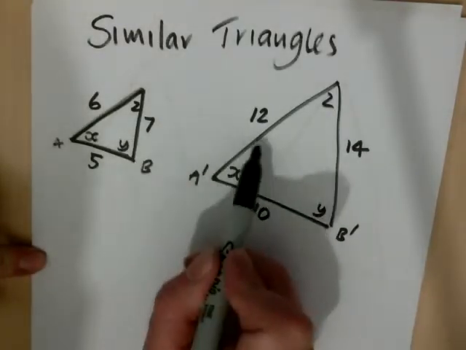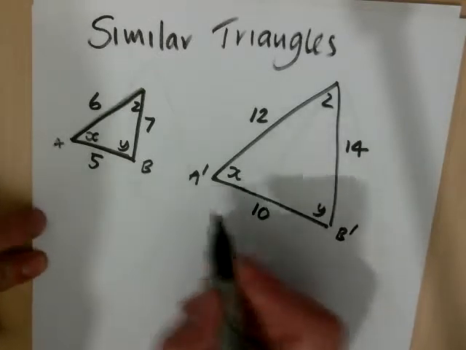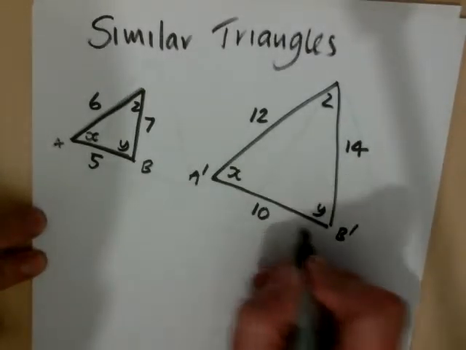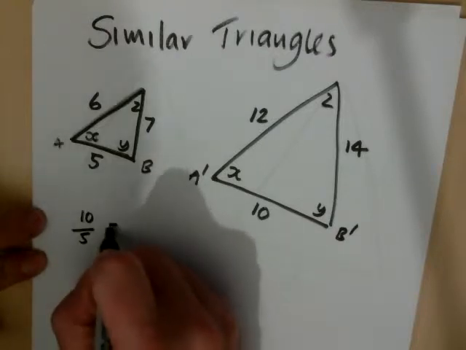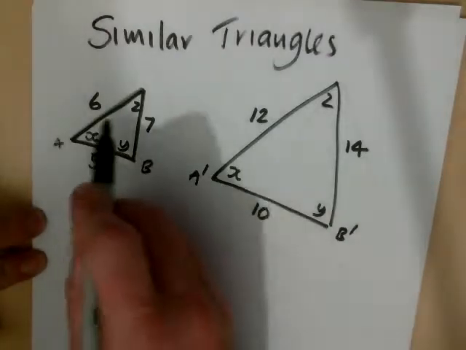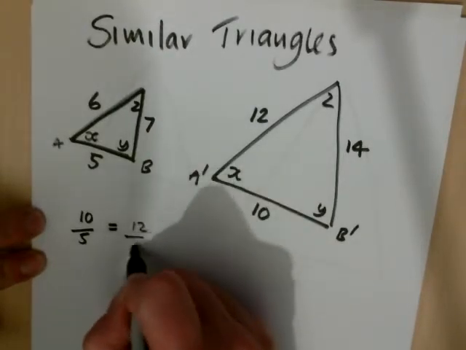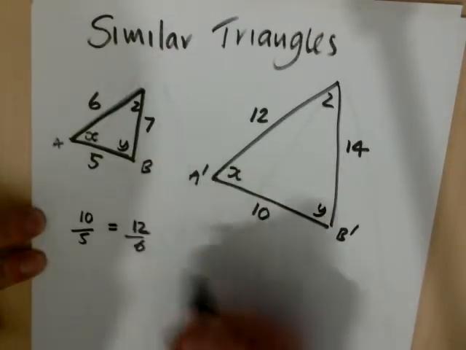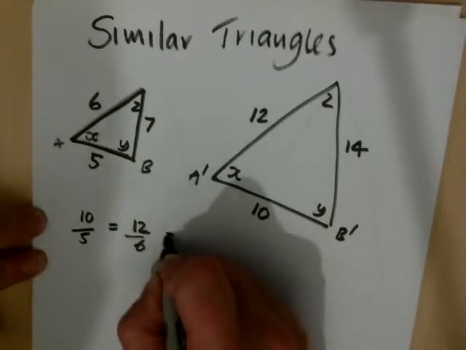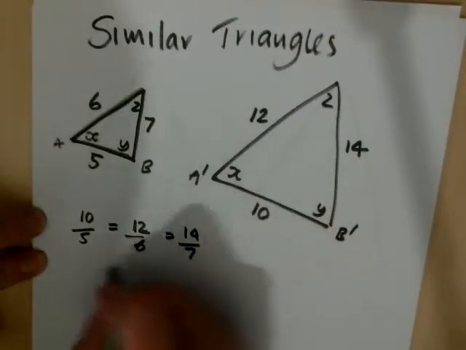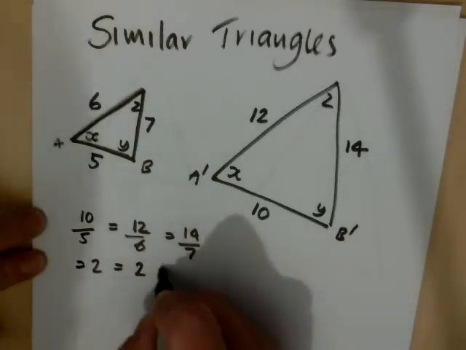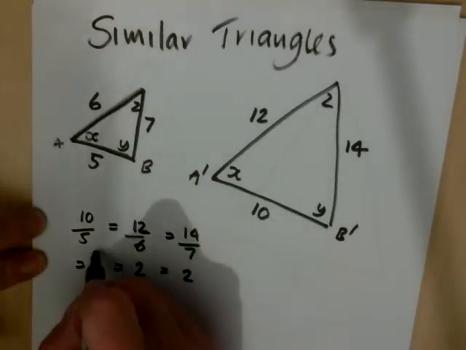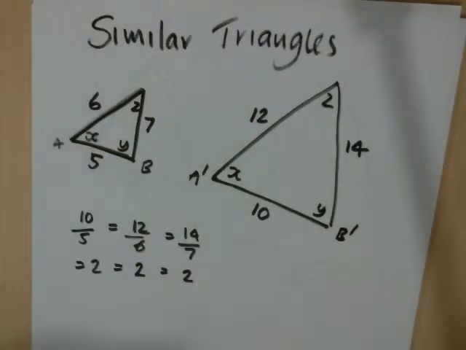Now, if we go from the small triangle to the large triangle, you'll see that in all of these, if we divide the larger side by its corresponding smaller side, so we'll start with that one, then we'll look at the 12 and the 6, and then we'll look at the 14 and the 7, and you'll see that they're all exactly the same. So 10 divided by 5, 12 divided by 6, 14 divided by 7.